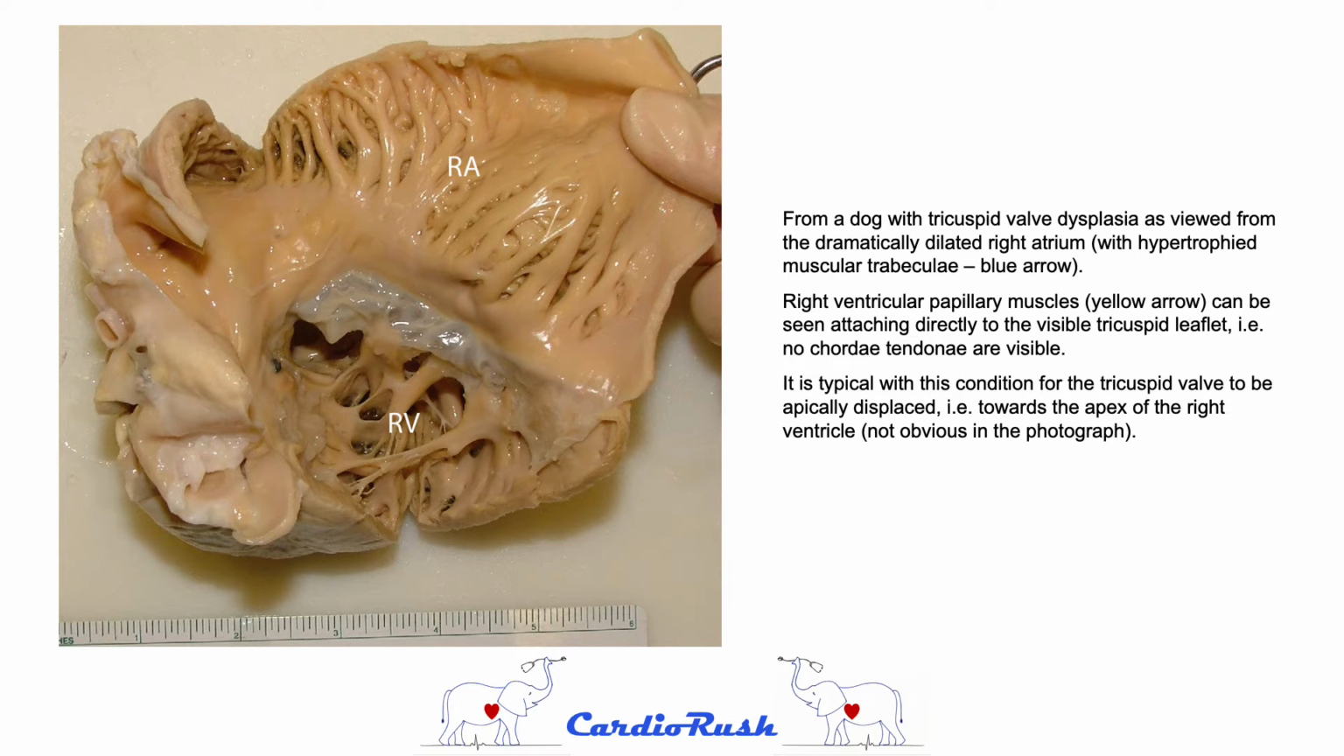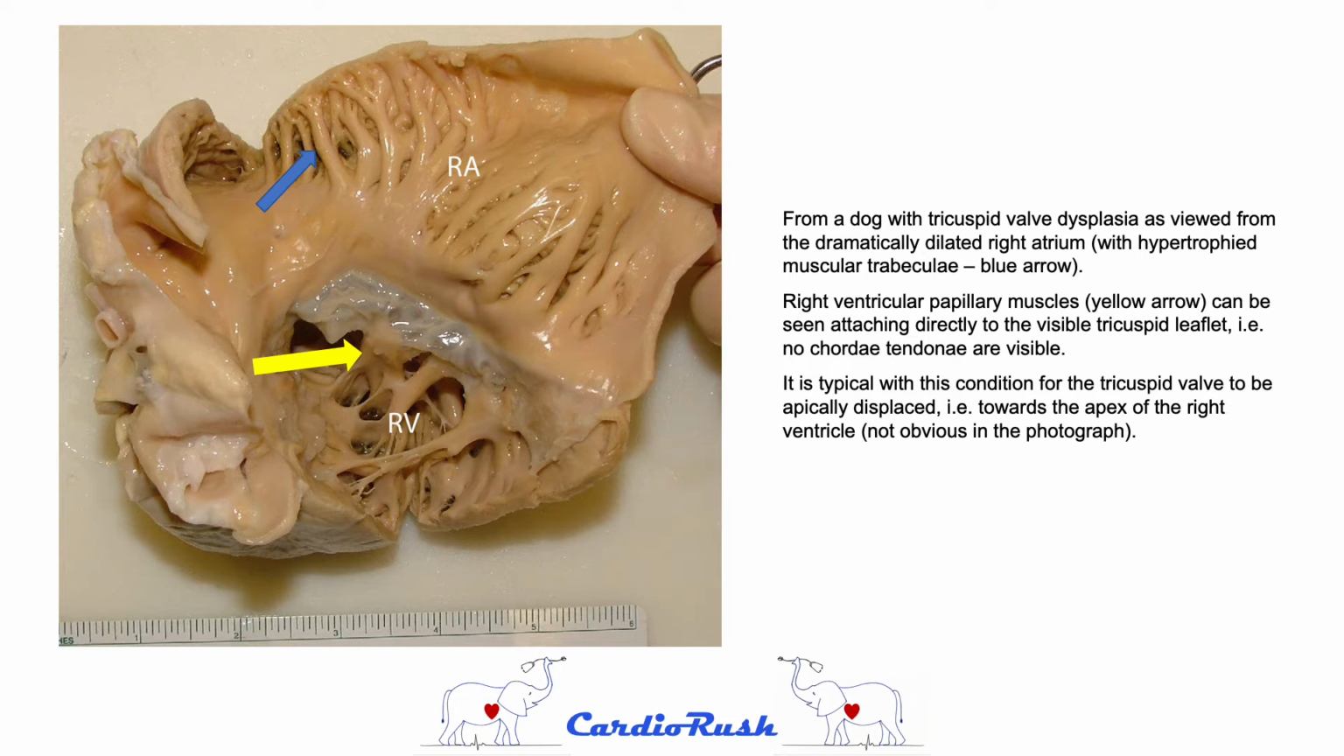The next case is from a dog with tricuspid valve dysplasia, with the right ventricle on the bottom and the right atrium towards the top. The heart's opened up, and you can see the trabecular pattern in the right atrium, as well as abnormal chords in the right ventricle. The papillary muscle attaches directly to an abnormal tricuspid valve.